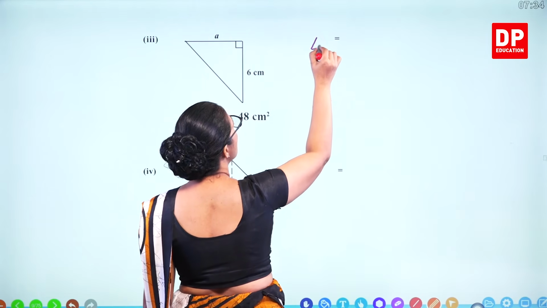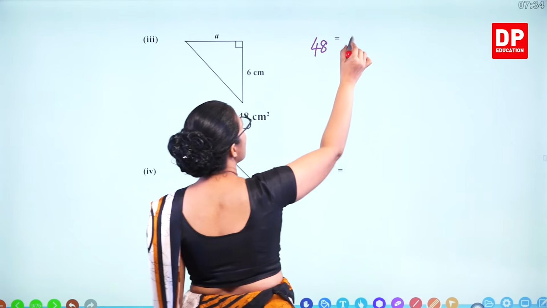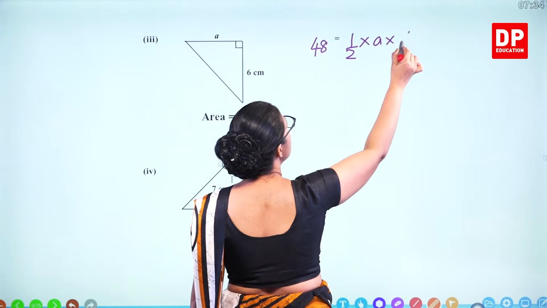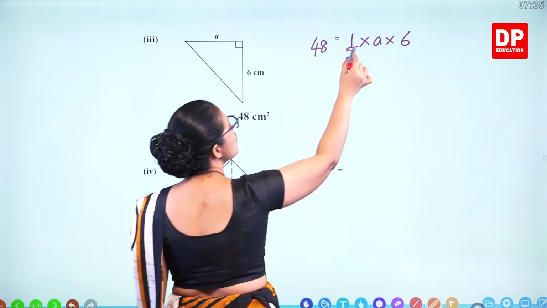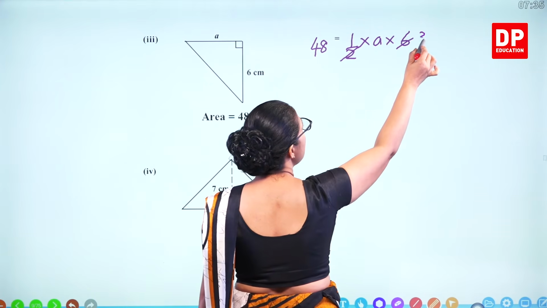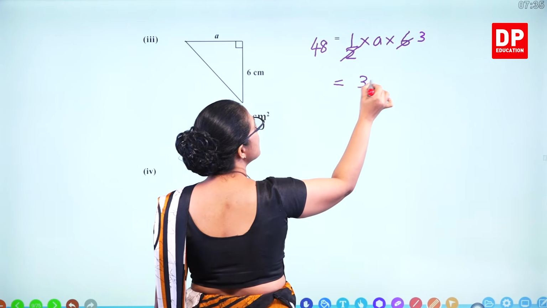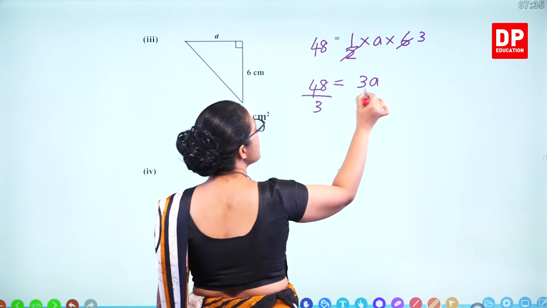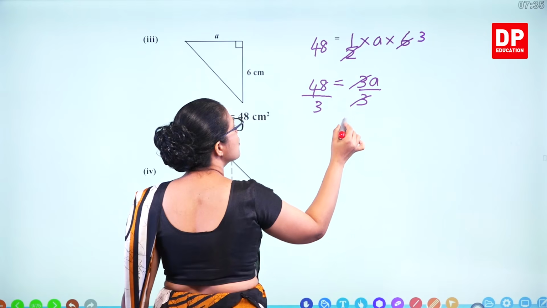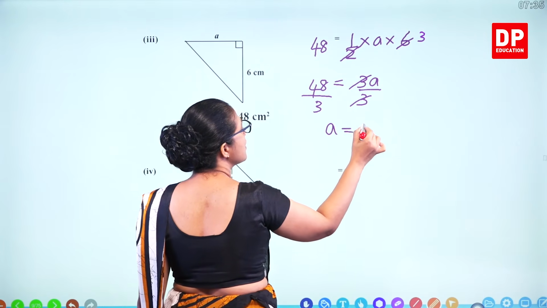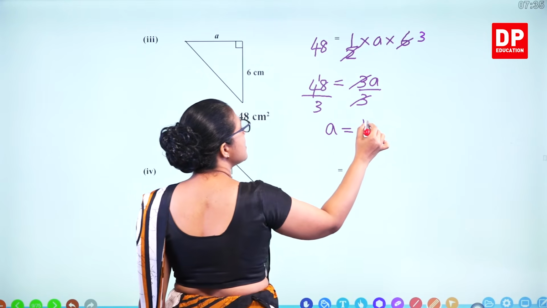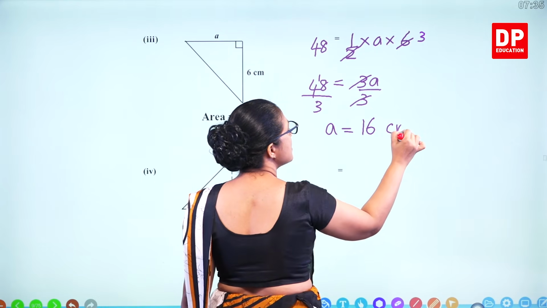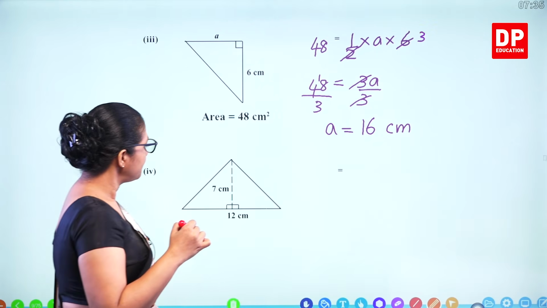So you are asked to find out the base length. 48 is equal to half into base into perpendicular height 6. So 2 times 3. So 3a equals 48 means how you find out a? You divide both sides by 3. So you get a equals 3 times 1, 3, 3 times 6, 18. So 16 centimeters.